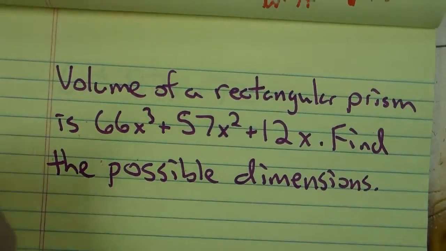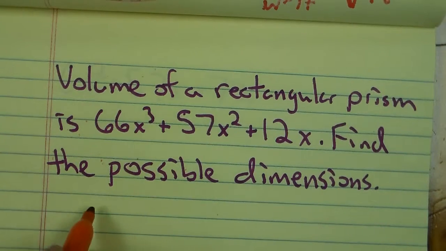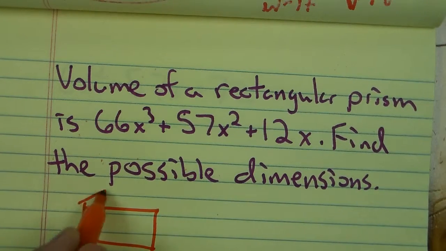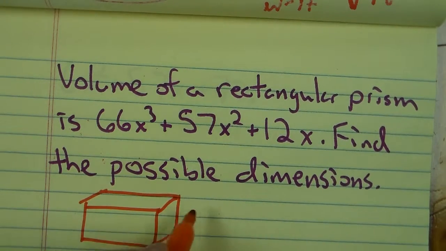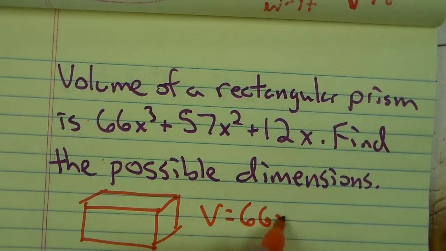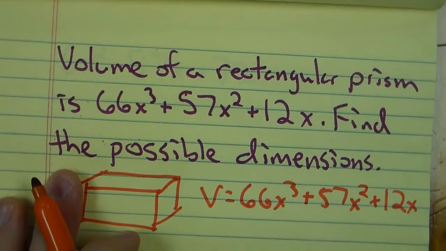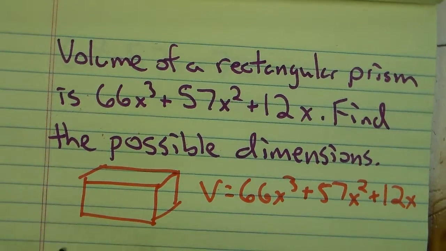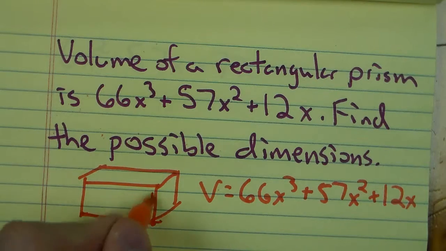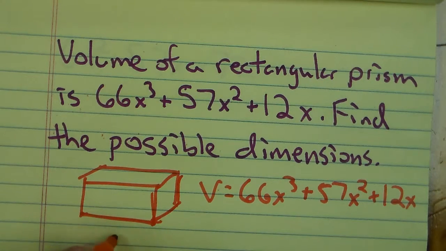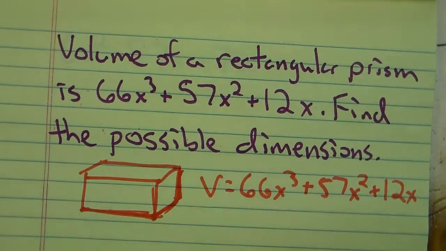Now we look at a word problem. So we're thinking of volume. Volume of a rectangular prism we are given is 66x to the third plus 57x squared plus 12x. And we want to find possible dimensions. Let's think of factoring first, because the volume of a rectangular prism is we're going to multiply the 3 dimensions. We have this front length, we have this depth, and this height. So if we could find the 3 ways to multiply, we could work through it.